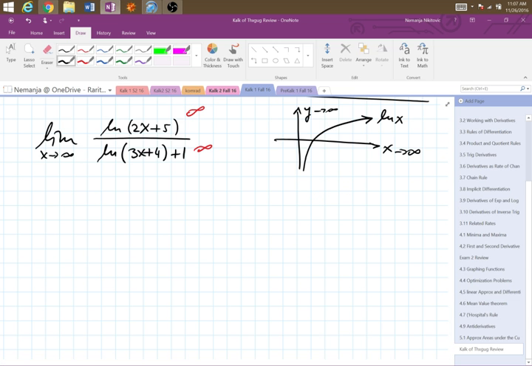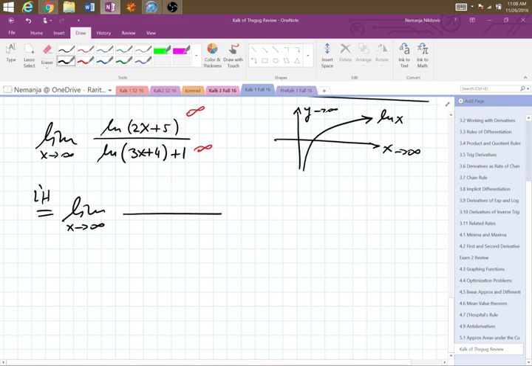So since we have infinity over infinity, we are going to take derivatives. So we are applying L'Hopital's rule. We still have the limit. Don't forget the limit, guys. It's 5 points per step per problem.